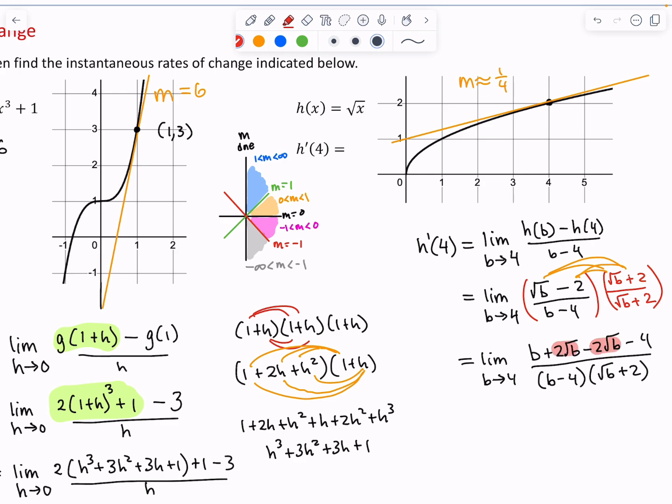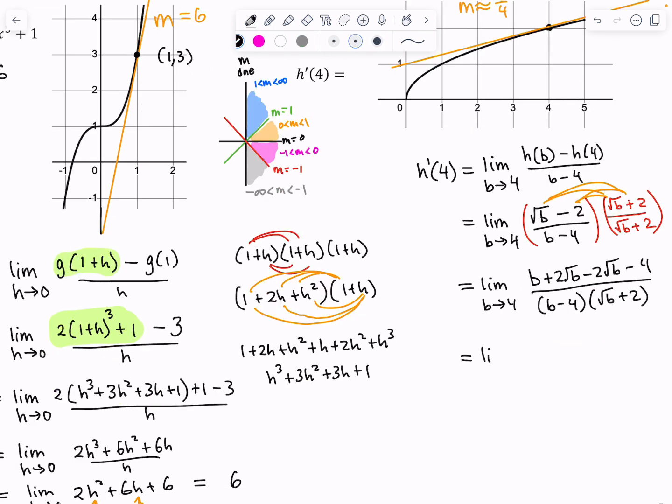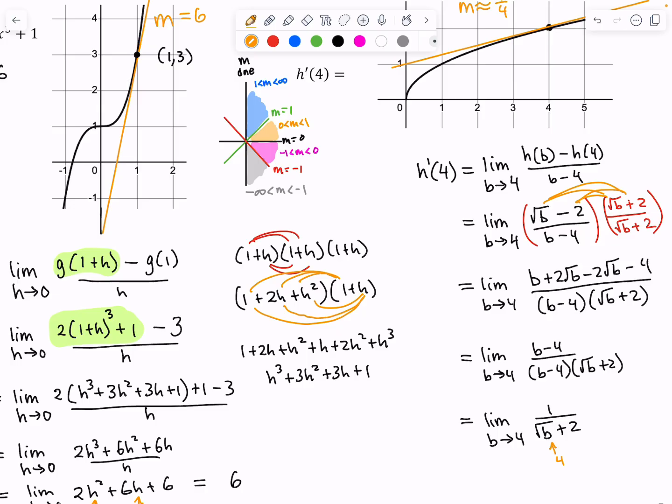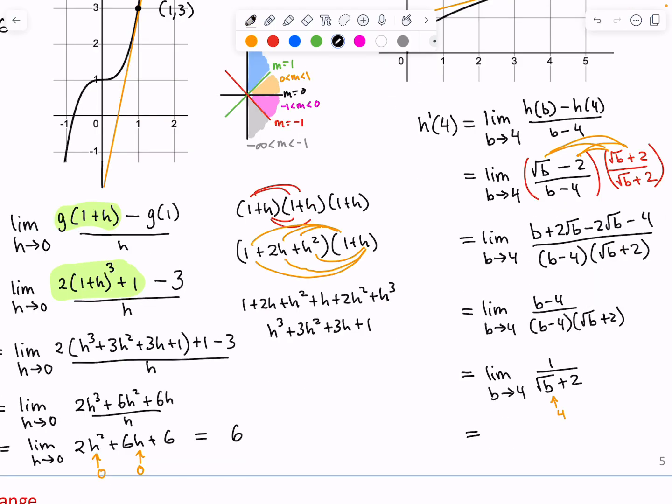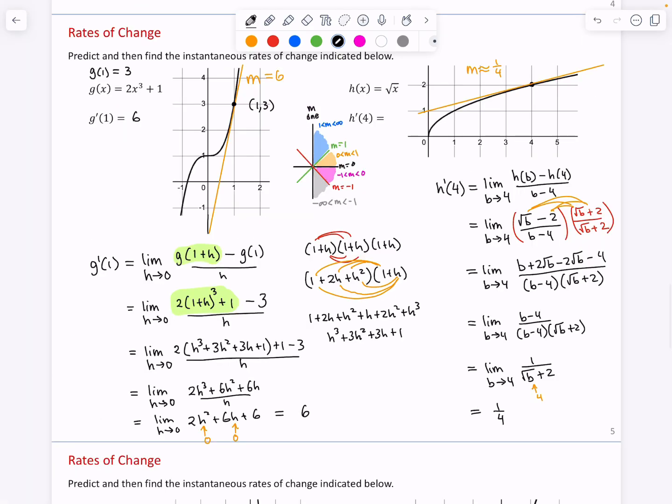Well, this term and this term are going to cancel each other, which always happens when you FOIL conjugates, giving us a limit as b goes to 4 of b minus 4 over itself times rad b plus 2. Cancel these next. I will finally get a function that is continuous at b equals 4. So I can plug in 4 for b right now. Square root of 4 is 2, add 2, and sure enough, we do get 1/4. This time confirming what my guess was.